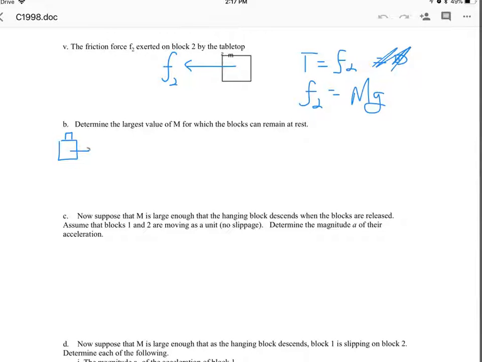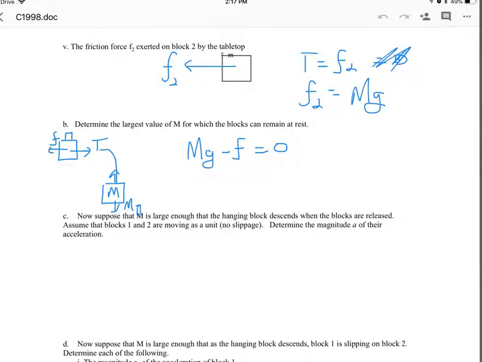So tension here, friction there, big M with big mg going down, tension going up. So the internal forces are the tensions. We can get rid of those. So our equation for the system is going to be big mg minus the frictional force equals 0.